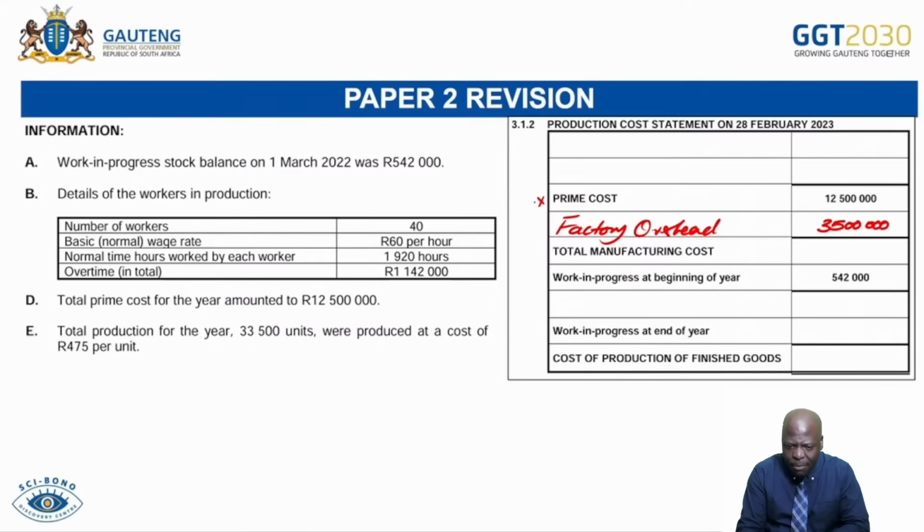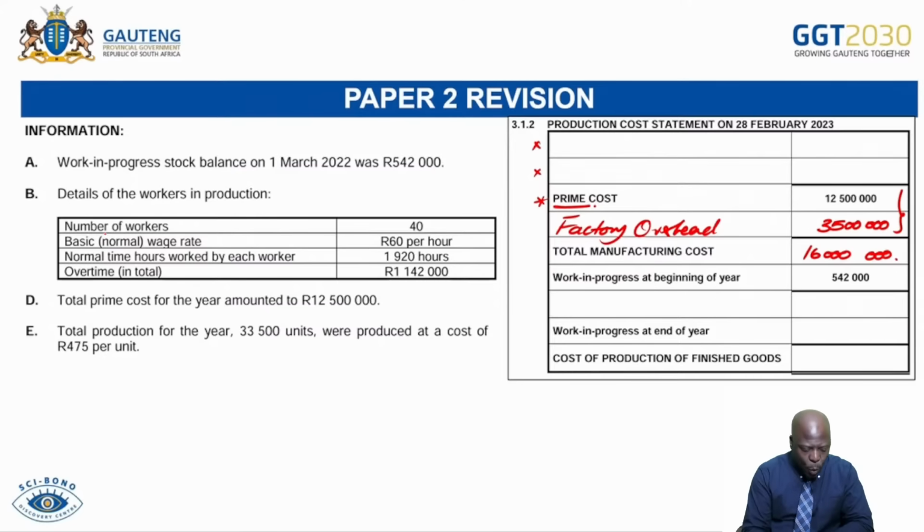And here I have my prime cost. If I add my prime cost to my factory overhead, that will give me my total manufacturing cost. And you'd see here, it will give you 16 million over here. So you end up here with 16 million. So let's come and calculate our direct material cost and our direct labor cost.